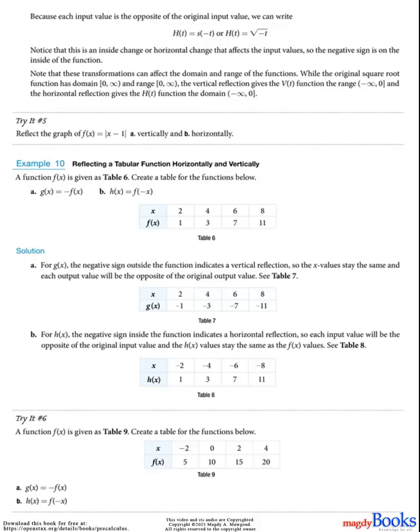Try it number 5. Reflect the graph of f(x) = the absolute value of x minus 1, a. vertically and b. horizontally.